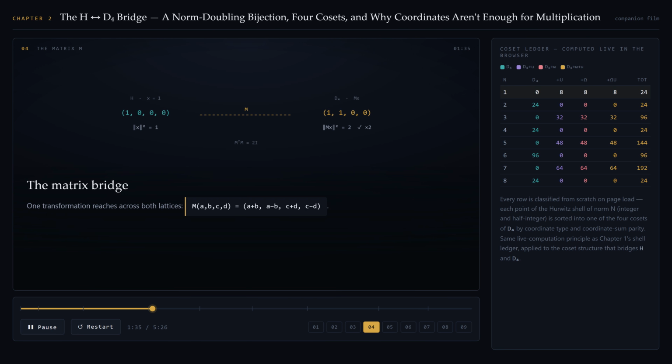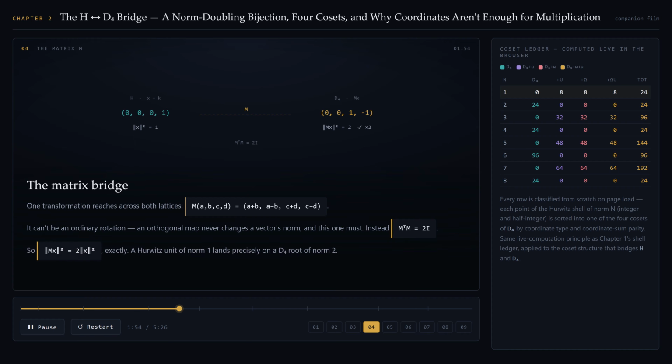Watch the shells sort themselves. N equals 1 and N equals 3 never touch D4 at all. They split evenly across the other three cosets. N equals 2 and N equals 4 land entirely inside D4.